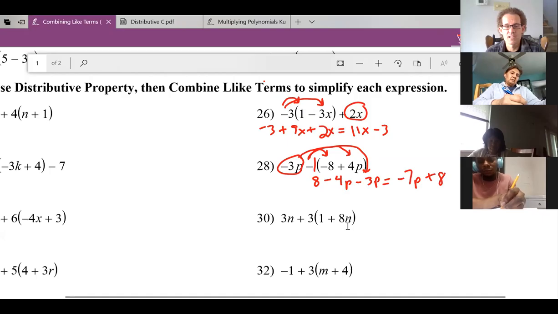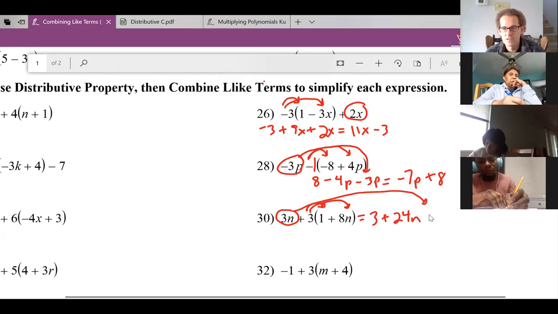Couple more, then I'll ask you if you have any questions. So I'm multiplying with the distributive formula, 3 times 1. I know that's 3. 3 times 8n is going to be 24n. And then remember, I still have this one over here. So I bring it all the way over, and I have plus 3n. Okay, so now I've got 24n plus 3n. I know that's 27n. And I have this 3 over here, so I'm going to say plus 3. And that's it. Okay?